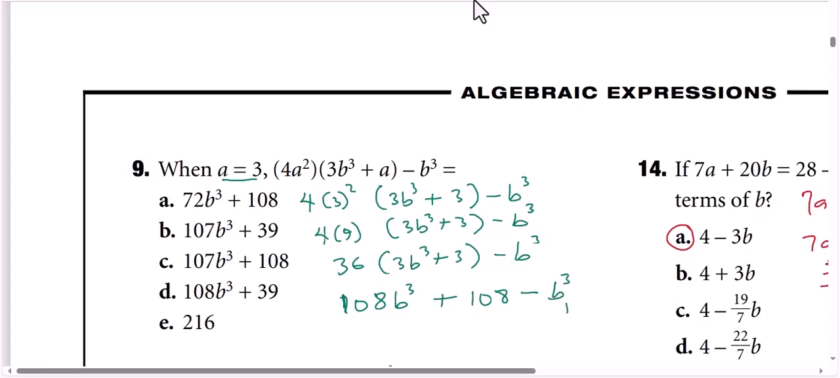So you can clearly see that b cubed and 108 b cubed are like terms, so let's combine them. So this becomes 108 b cubed minus b cubed, that becomes 107 b cubed plus 108. So once you do that, 107 b cubed plus 108. That is option C. And we've come to the end of this.